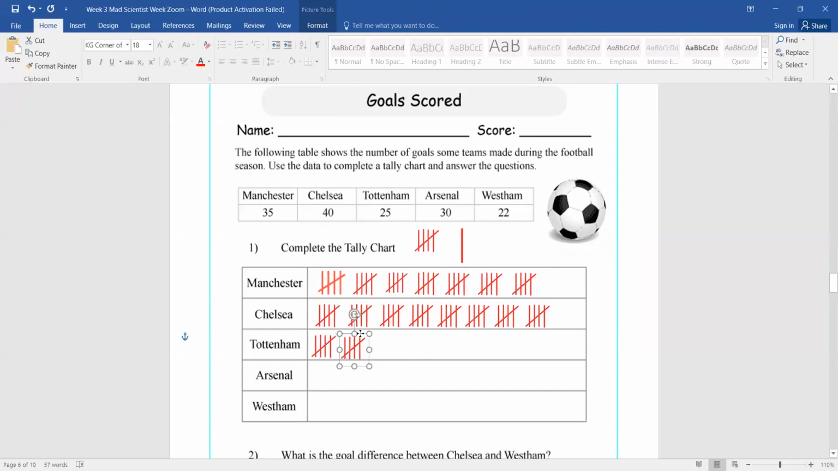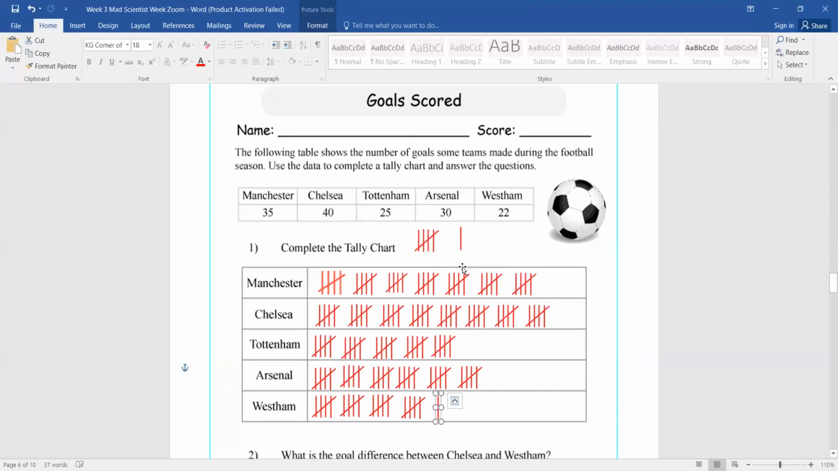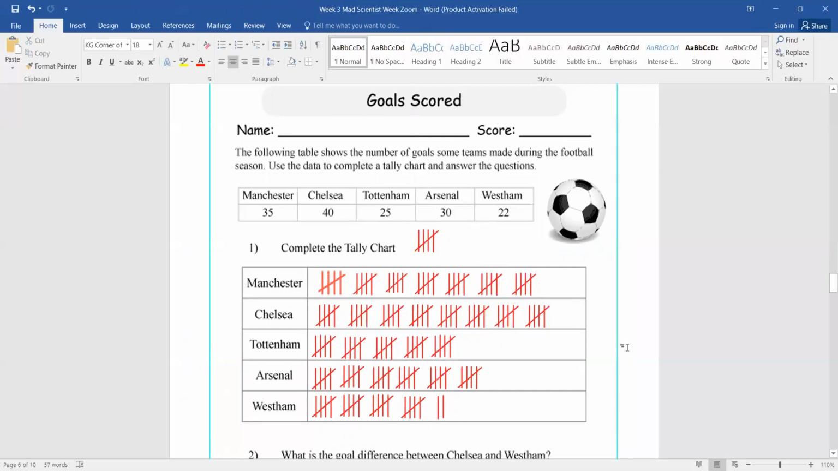5, 10, 15, 20, 25. Arsenal had 30, so 5, 10, 15, 20, 25, and 30. And West Ham had 22, so 5, 10, 15, 20, and then we need 22, so let's make this a little smaller. Copy. 1 and 22. So here's our chart.